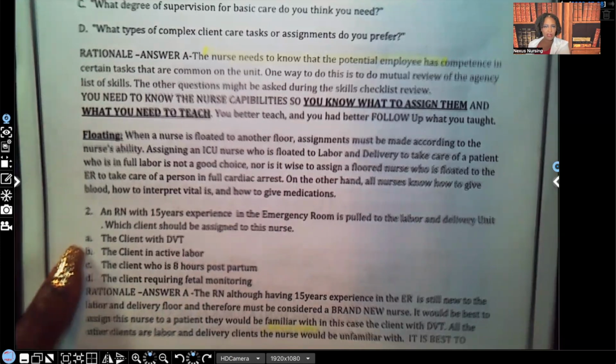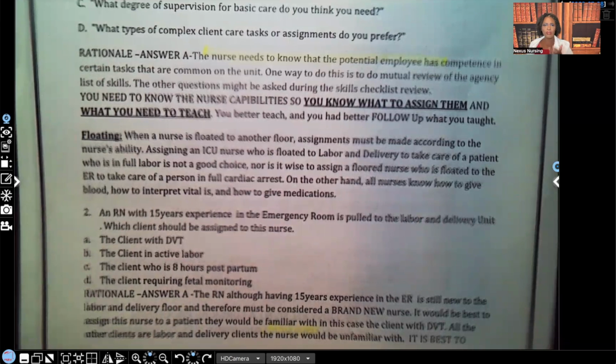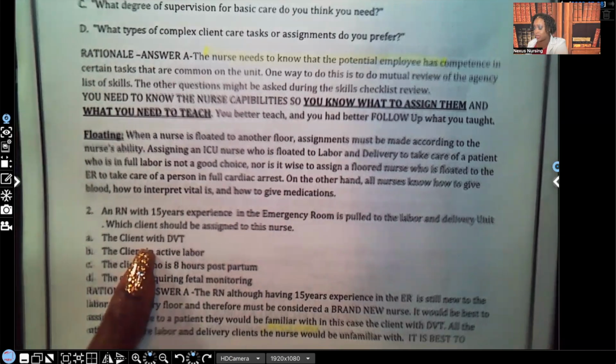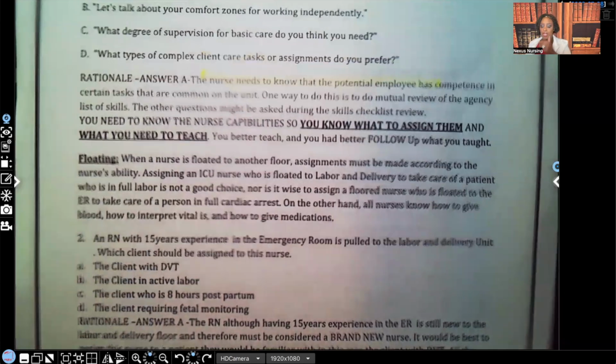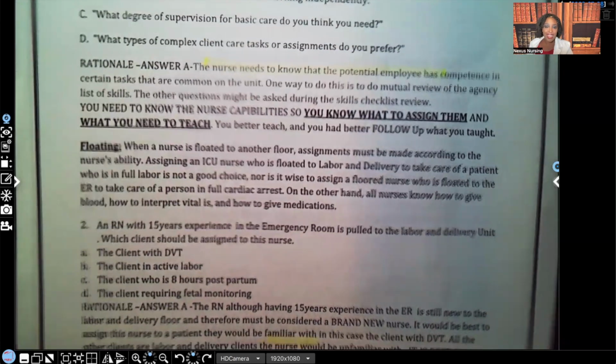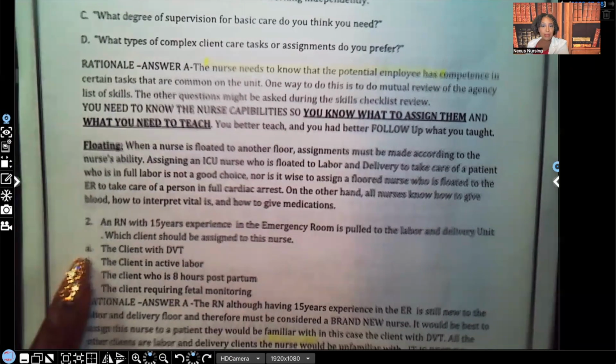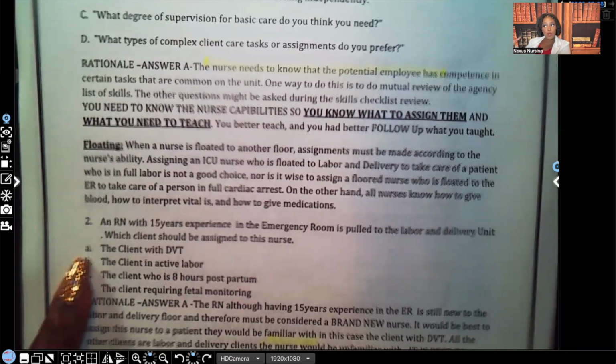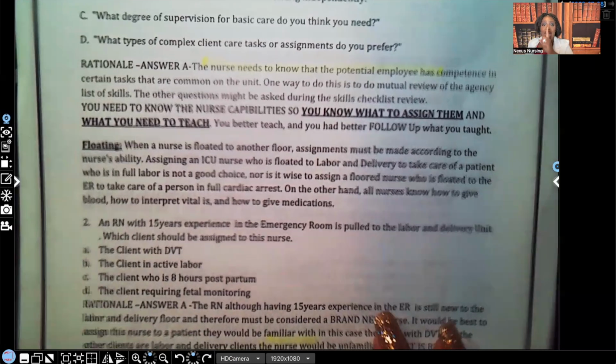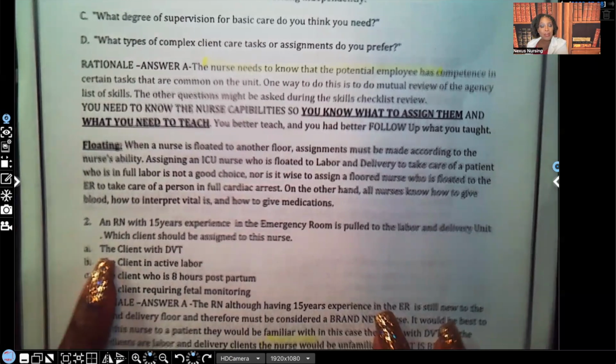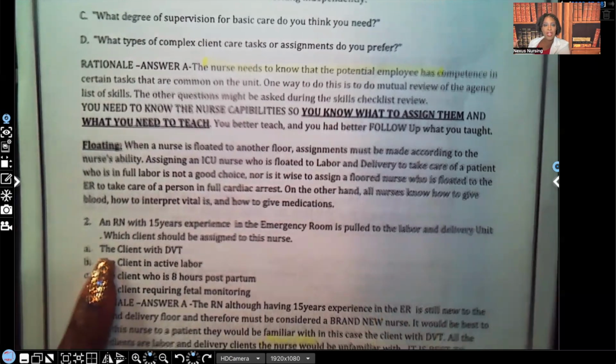The client with DVT. Because the client in labor, 8 hours postpartum, fetal monitoring, when's the last time they dealt with any of those types of patients? So the most stable patient here for that nurse is going to be that client with DVT. And let me not say the most stable patient, because when we look at this list, they're really not the most stable patient, but this is the exception to the rule. Remember, I told you when you have a nurse floating to your floor, you're always going to give them the most stable patient, unless you happen to have a patient whose diagnosis matches your nurse's background.